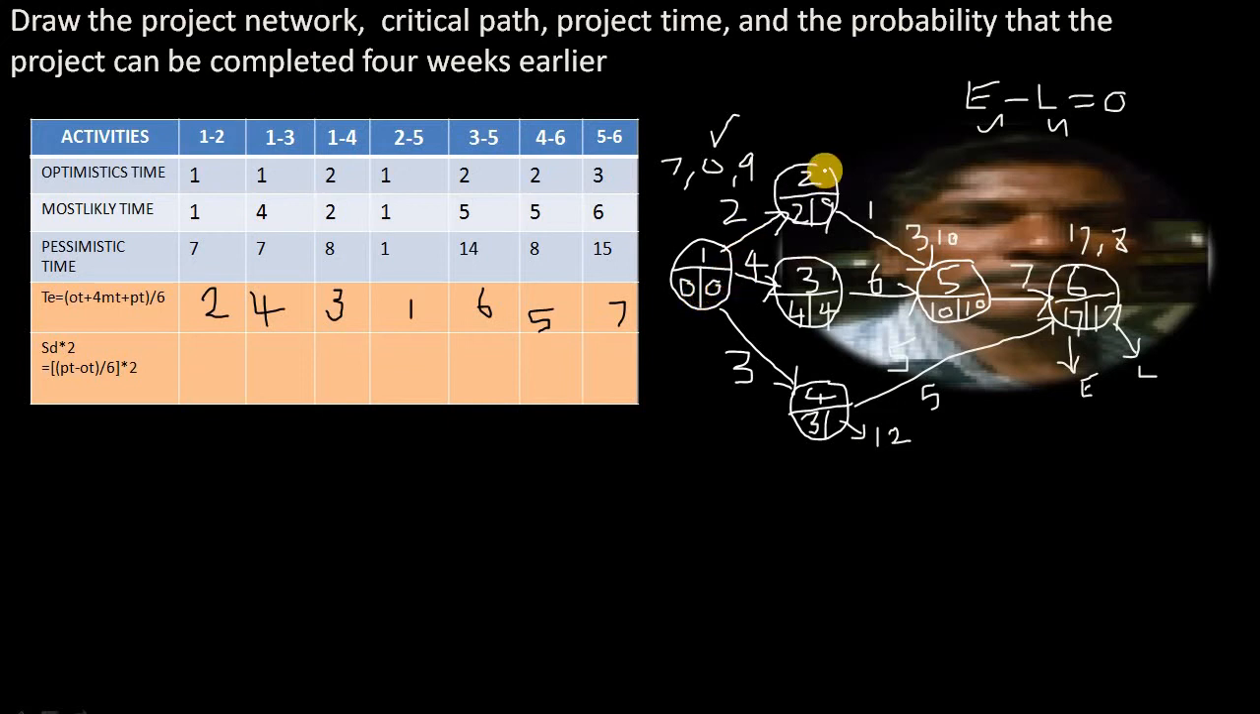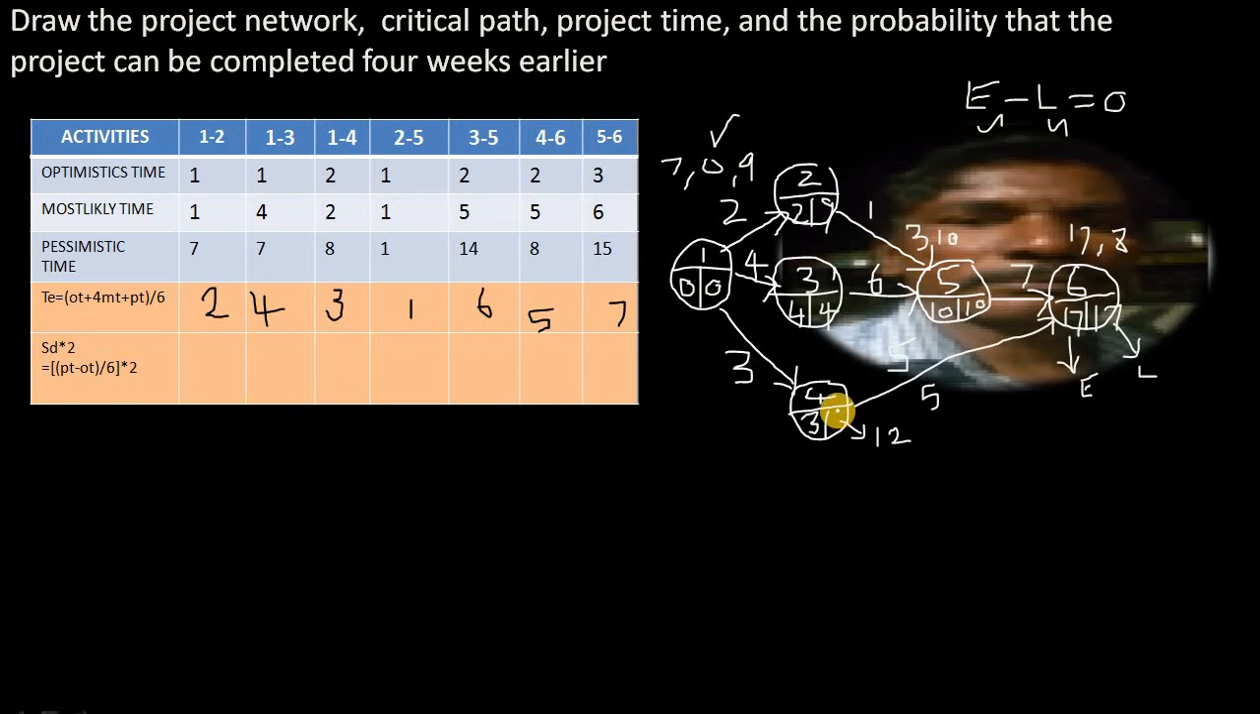Now I am taking the second event, the earliest time is 2 and latest time is 9. So the difference is not equal to 0. Am I correct? Third event, the earliest time is 4 weeks, latest time is 4 weeks. The difference between them is 0.